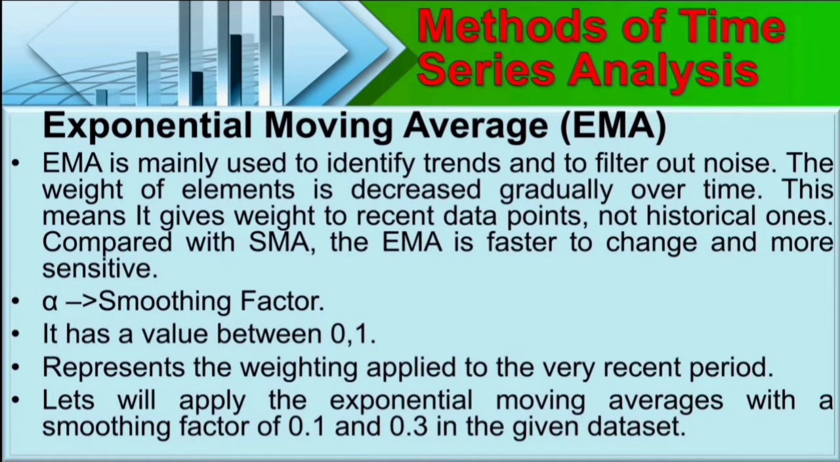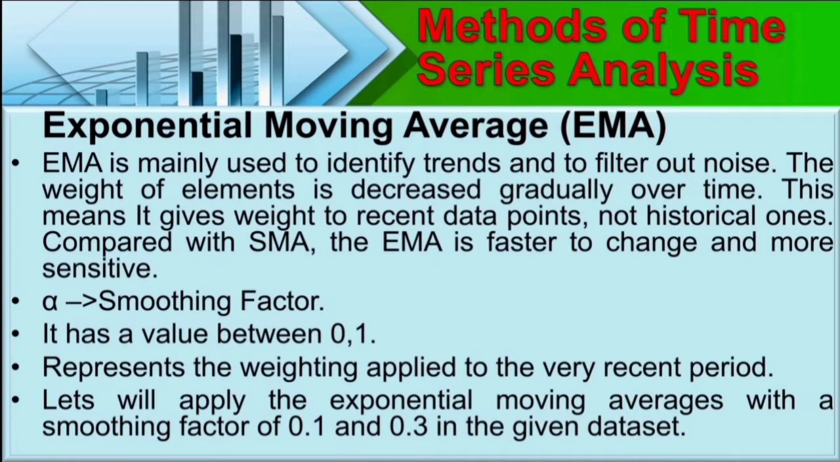Methods of time series analysis: exponential moving average or EMA. EMA is mainly used to identify trends and to filter out noise. The weight of elements is decreased gradually over time. This means it gives weight to recent data points, not historical ones.